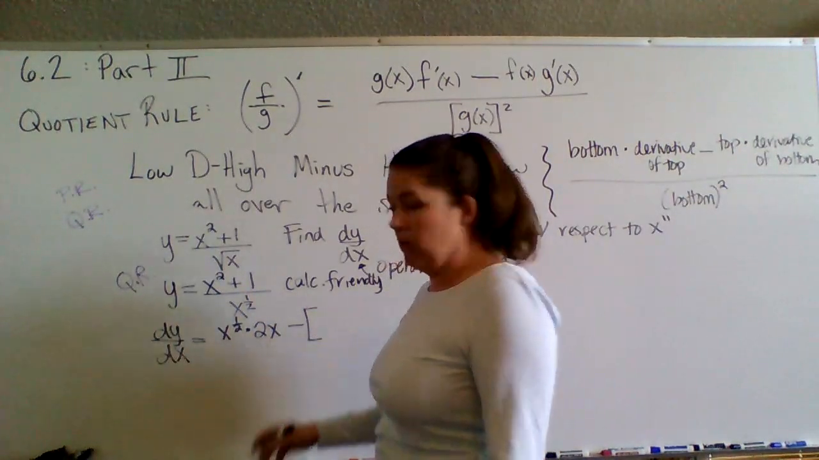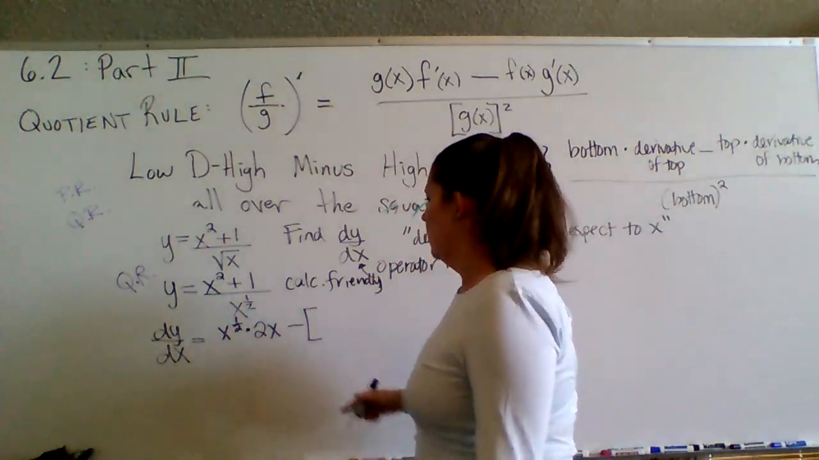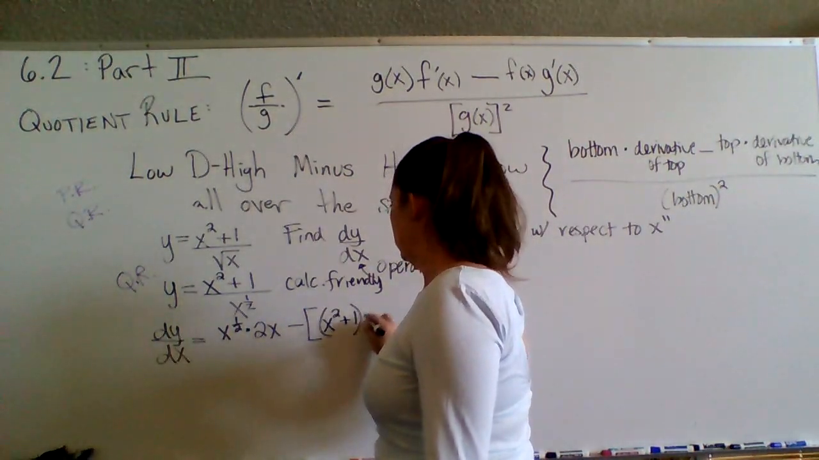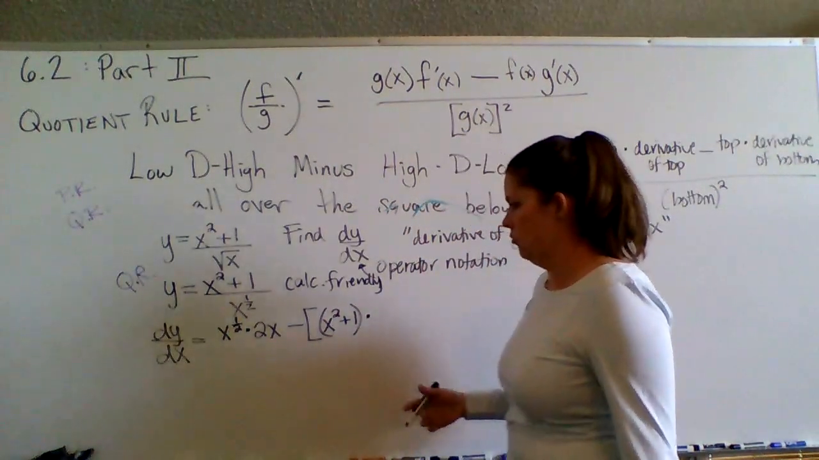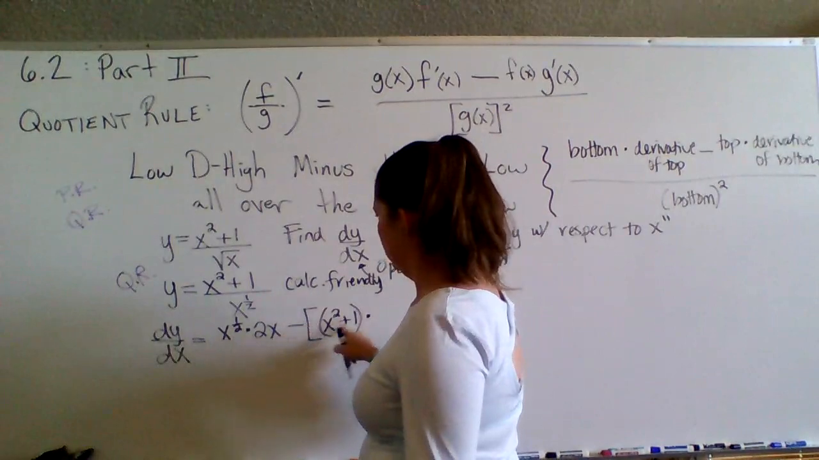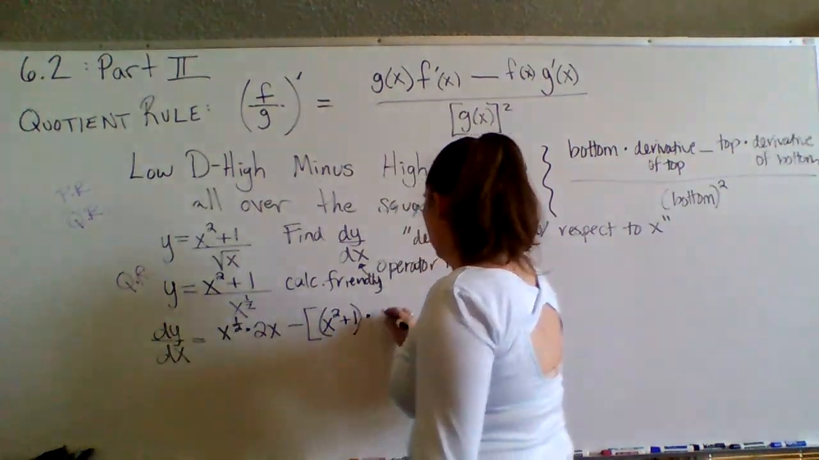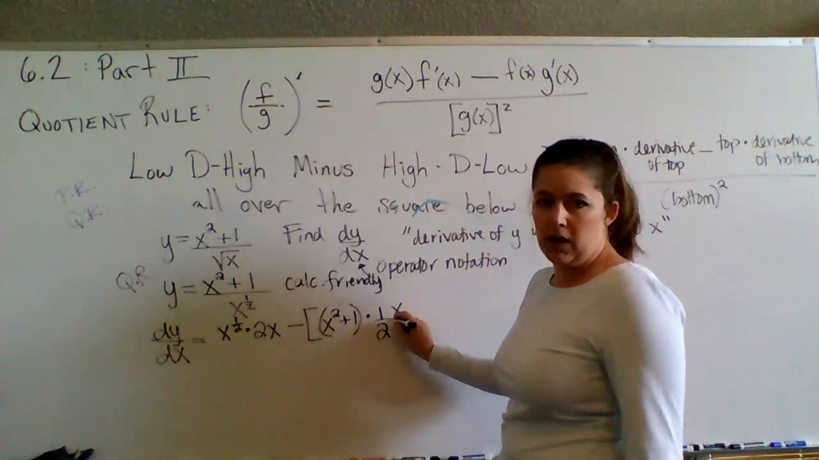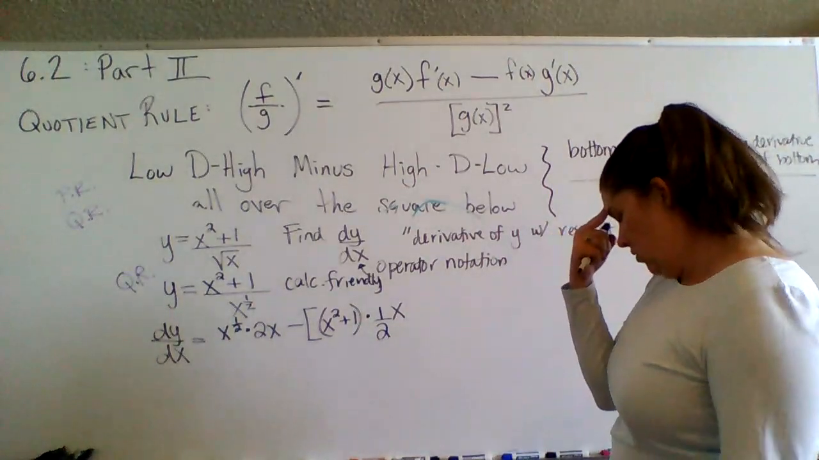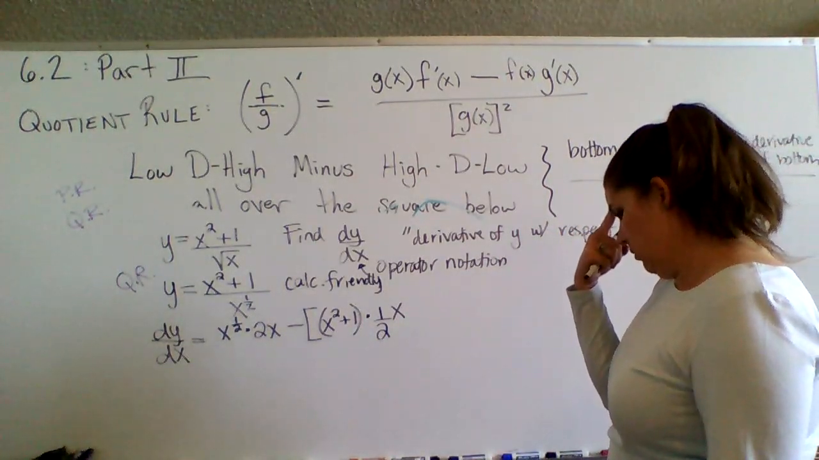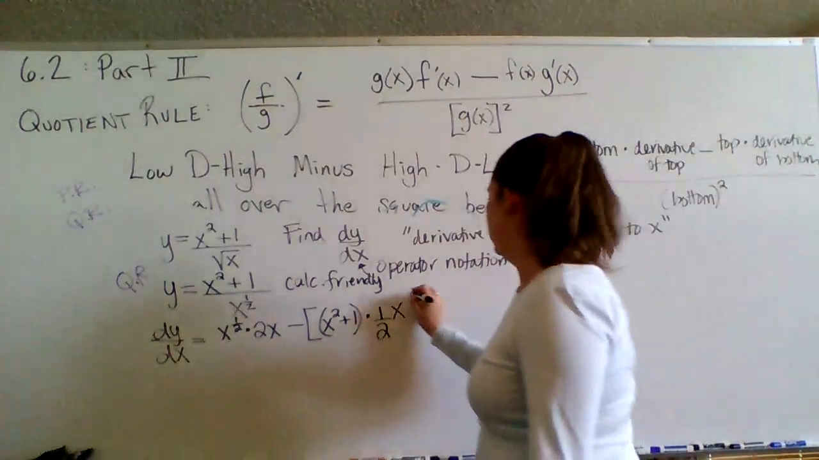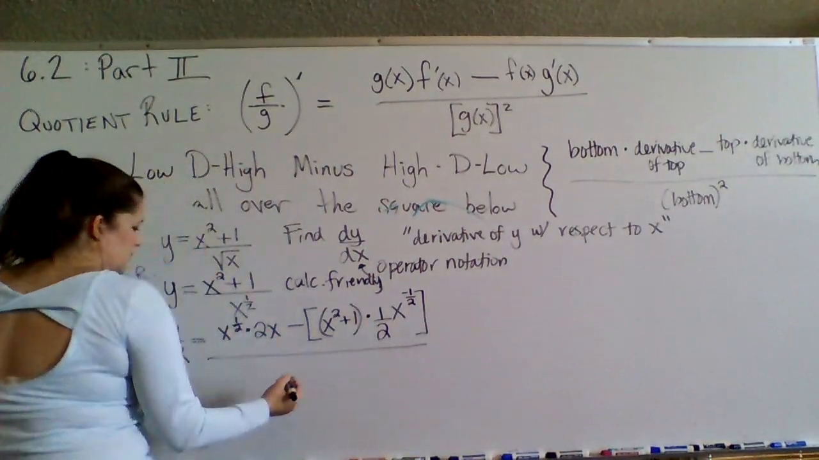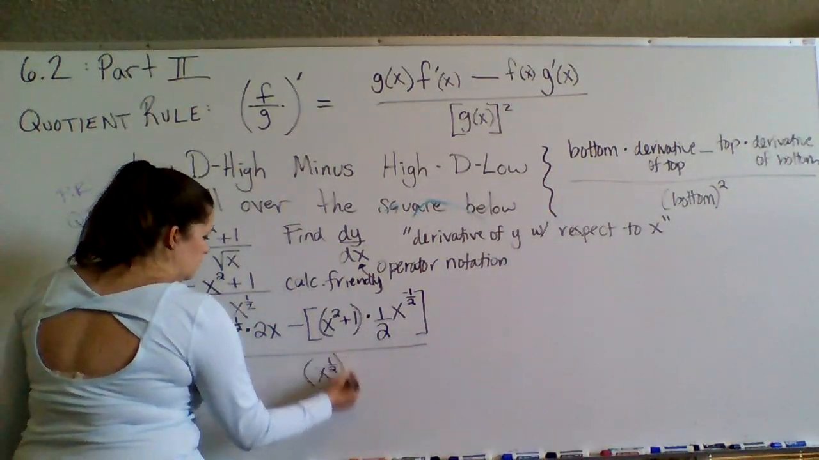Minus, big brackets, because we know we have to subtract the whole next part. The top, x squared plus 1, but that's a 2-termed binomial, so you have to have parentheses around it, times the derivative of the bottom, right? Or this is low d high minus high d low. Now I'm taking the derivative of the bottom. So that's just power rule. Bring the 1/2 down in front, and then we leave the x the same, but decrease the power by 1. So this always messes with your head, right? You have 1/2 minus 1. So 1/2 minus 2 halves would give us what? Negative 1/2? All over the bottom squared. So x to the 1/2, the whole thing squared.